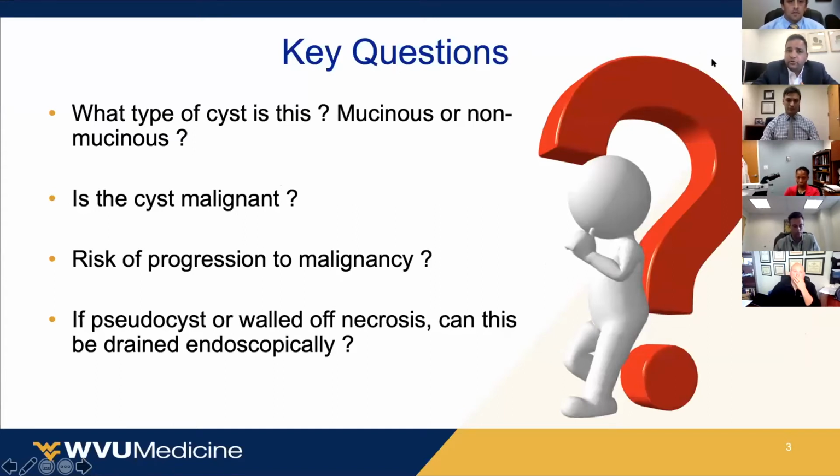Markovich did go into detail about the imaging criteria for cysts, but I think really some of these cysts, even after high quality MRIs and CT scans, the key question remains: what type of cyst is this? Is this a mucinous cyst or a non-mucinous cyst? Is this cyst malignant? Is there a risk of progression to malignancy? Is this a pseudocyst? And if this is a pseudocyst, can it be drained?